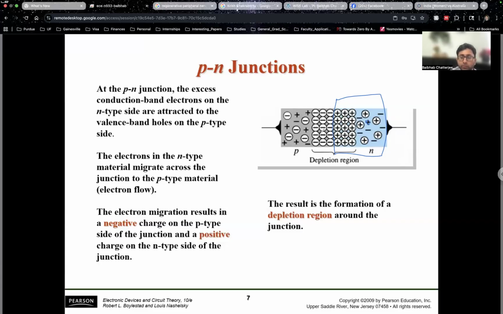Now, as soon as you put the p and n-type together, what happens in that case? As soon as you put the p-type material and the n-type material together, the electrons in the n-type material will try to migrate across the junction. And this electron migration will result in a negative charge on the p-type side of the junction and a positive charge on the n-type side of the junction.